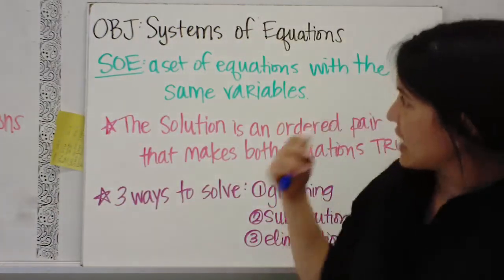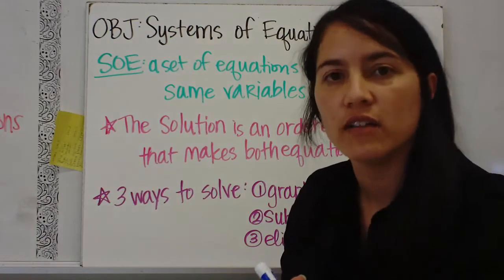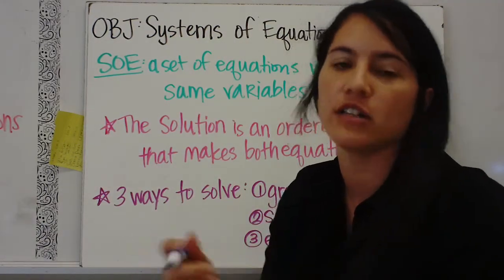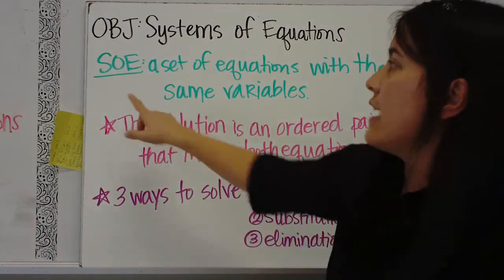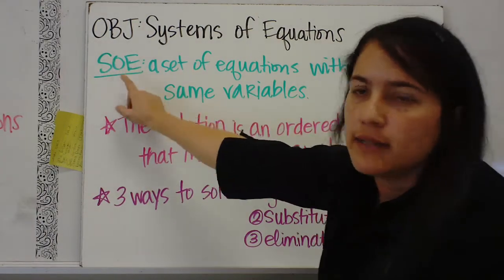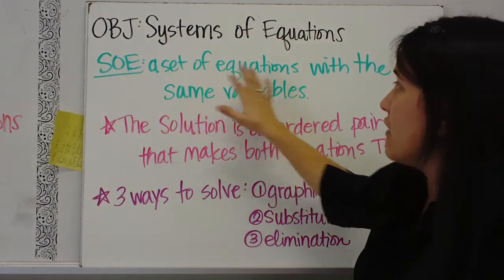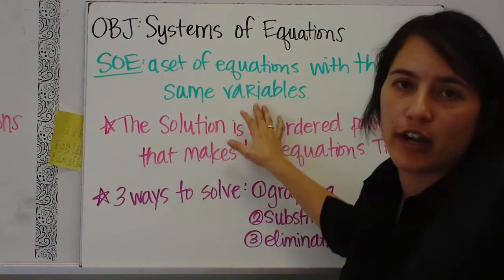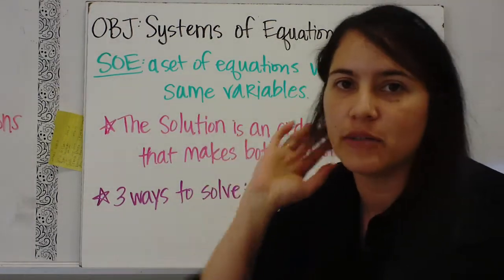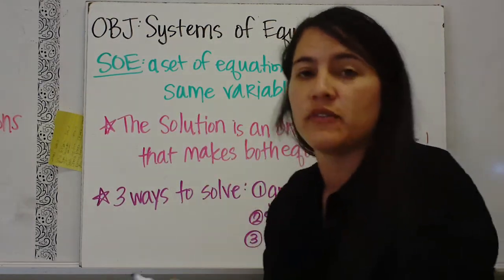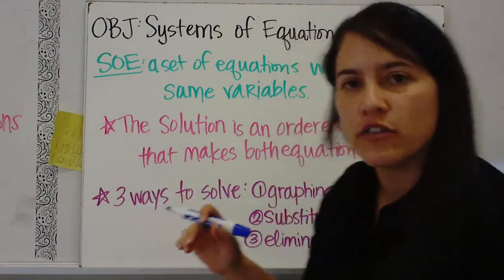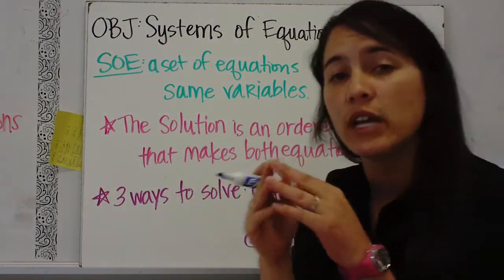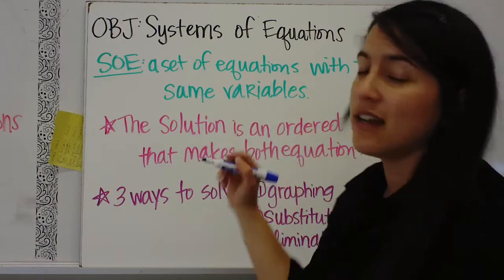Today's objective is systems of equations. We're starting a new unit on systems of equations. A system of equations, SOE, is a set of equations with the same variables. So we spent some time looking at linear functions, and we've graphed linear functions and we've solved linear functions. So now we're going to put two equations together, a set of equations.